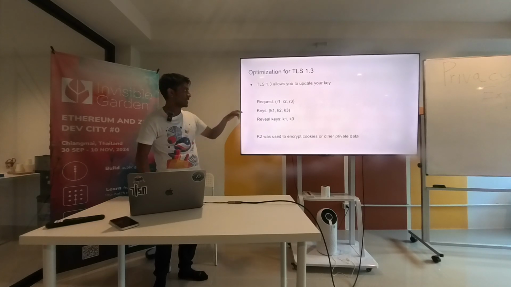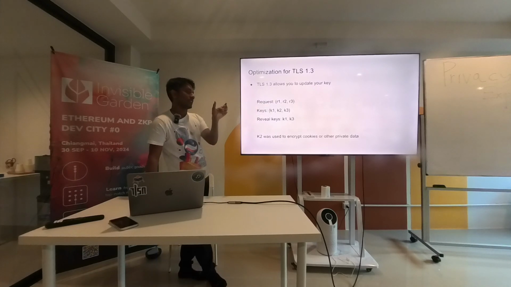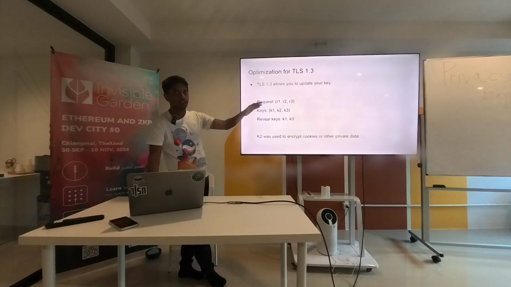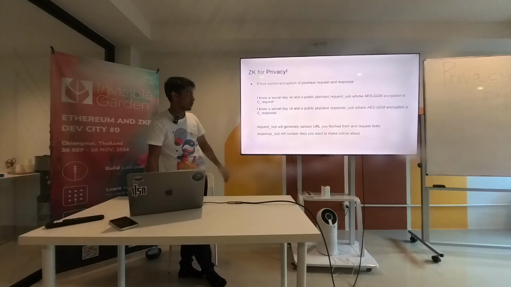So we can use that to encrypt parts of the request that are public, and that I do not care about the proxy knowing, using one key, and then encrypt the parts of the request that I want to be kept private using another key, and then I just reveal the keys to the proxy. So at least for the request part, I do not need to generate a ZK proof. For the response, I will always have to generate a ZK proof.